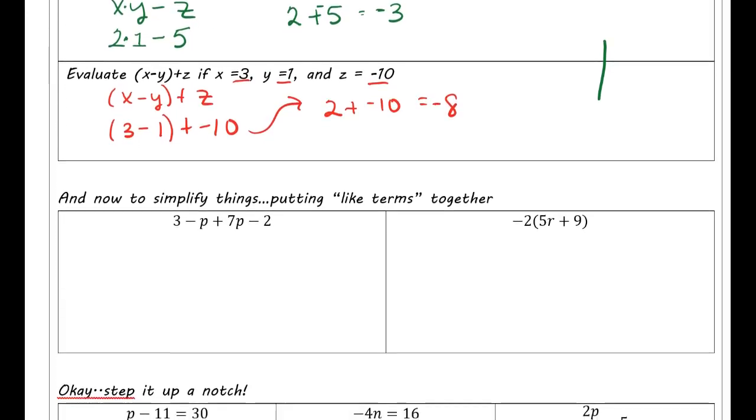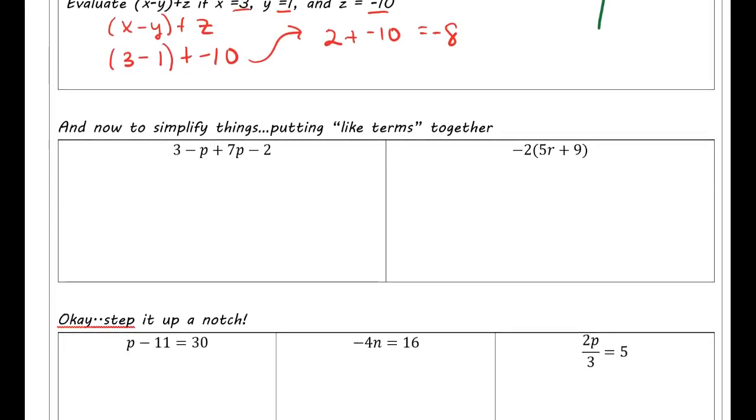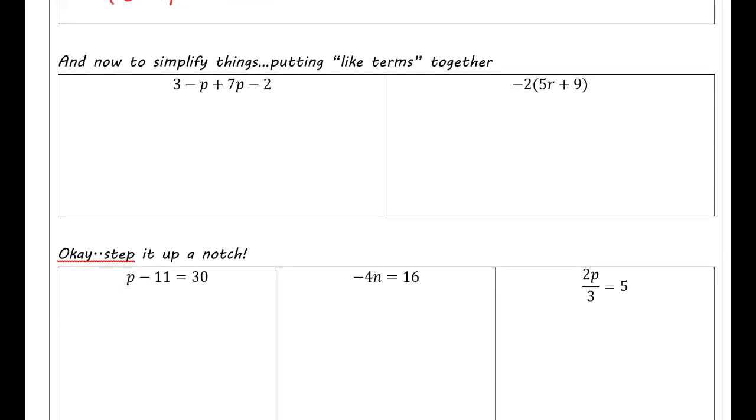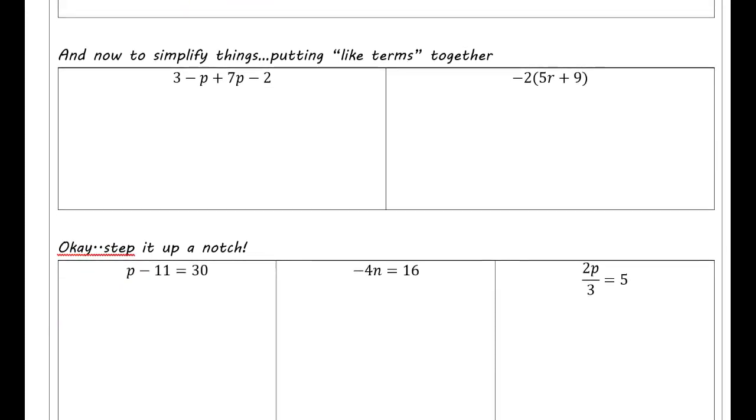Okay, so now let's step it up a notch. What if it's not just a bunch of variables and you're being asked to plug numbers in? What if it looks like this? Before we start solving, we really need to practice the idea of like terms, okay? Your teacher oftentimes is going to say combine like terms. You're going to hear that phrase more than you want to over the next few years. Combine like terms. Well, what is a like term?